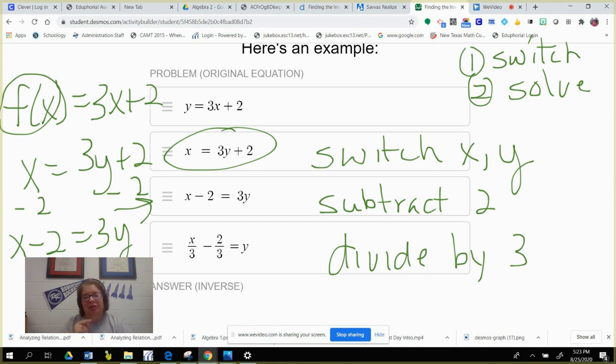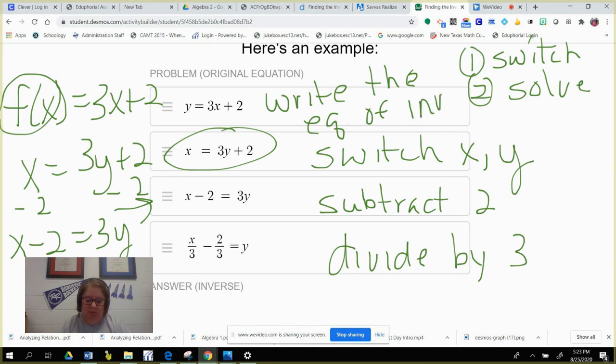Okay. Here's the thing. How do we know when we're finished? If we're finding the inverse, the directions would say something like this. Write the equation of the inverse. That got really ugly real quick. The directions would say, write the equation of the inverse.